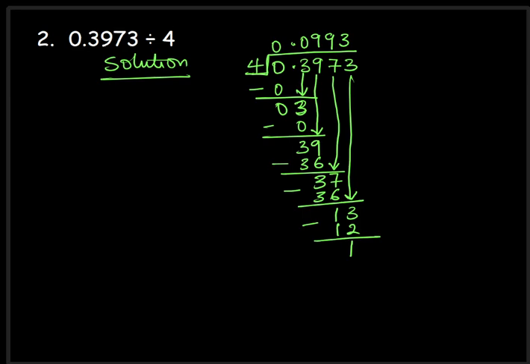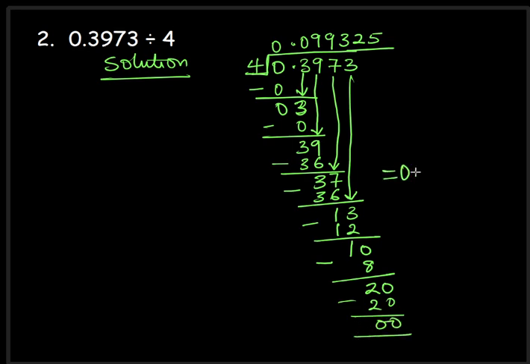But since there's a point already up here, we introduce our 0. 4 into 10, that will give us 2. 4 times 2, that will be 8. Subtract, 10 minus 8 will be 2. And then there's a point, so we can still introduce another 0. 4 into 20 will be 5. And then 4 times 5 will be 20. Subtract, this will give us 0. So our answer here is equal to 0.099325. So that's the end of our division process.